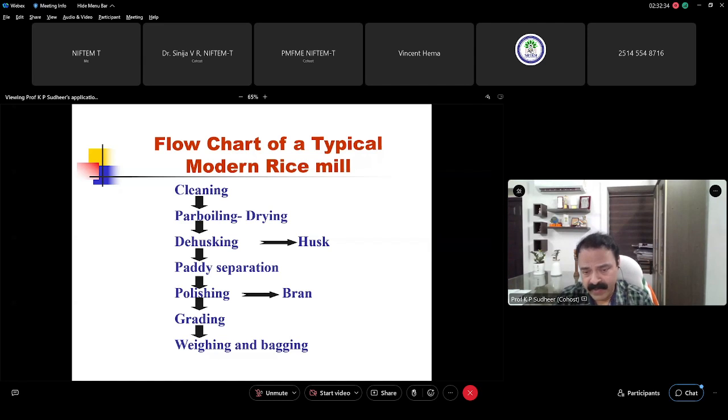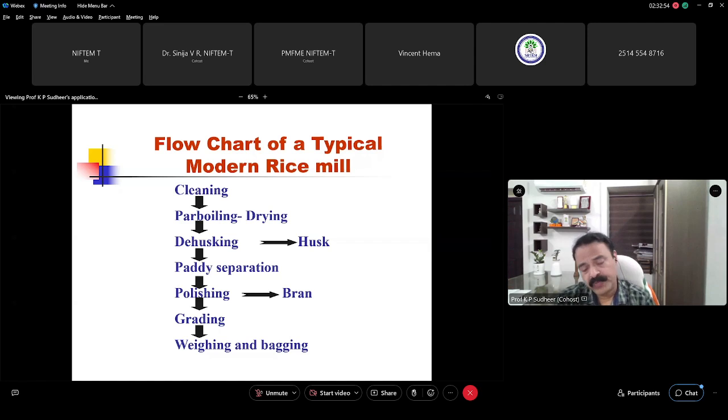What will the paddy separator do? It will separate the dehusked rice and the paddy. The paddy will again go back to the husking zone, or the rubber roll sheller, or the shelling zone, and the whole shelled rice will go to the polishing section.